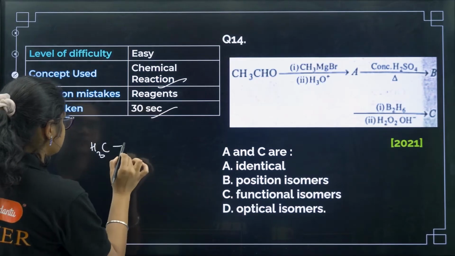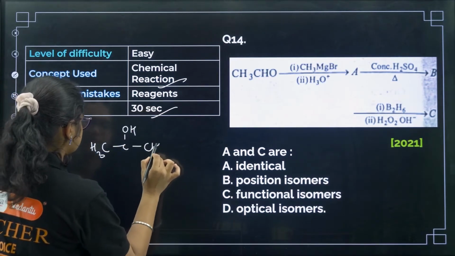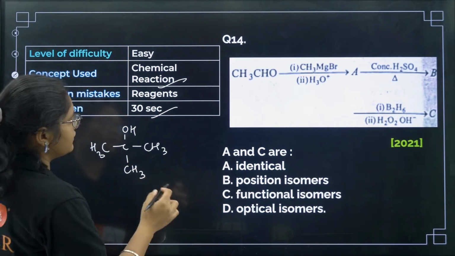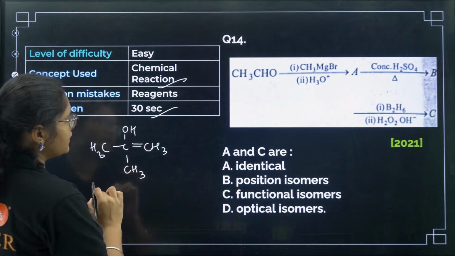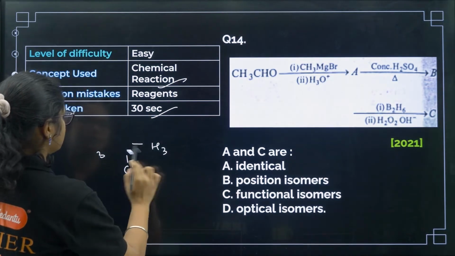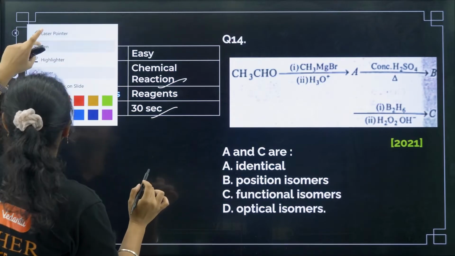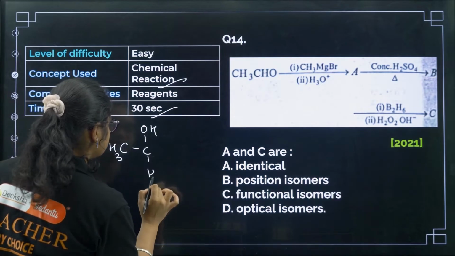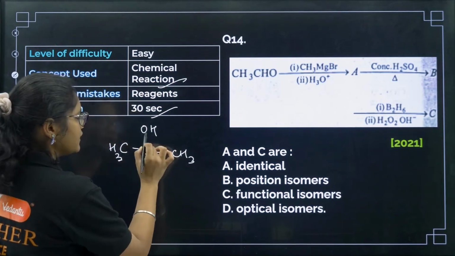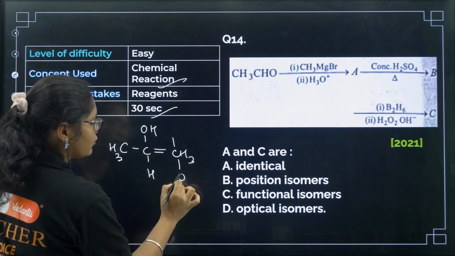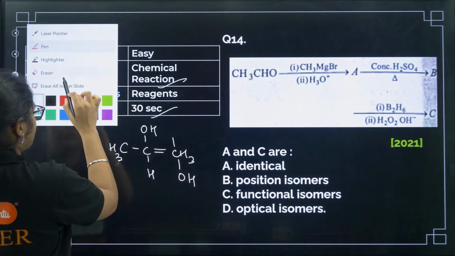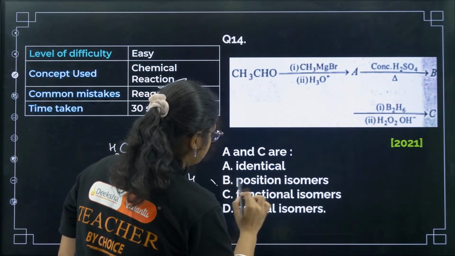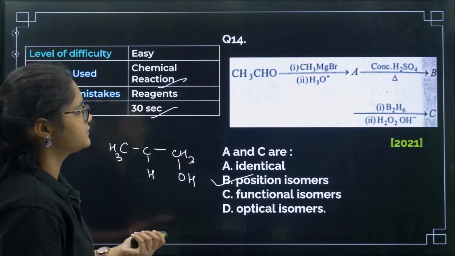So we have CH3COH and we will get CH3, and then CH3 here. One second, I have written this product wrong. We have CH3, C, OH, H and CH3. Now there will be dehydration, we'll get a double bond here, then OH will come here, right? So the final product, these two are what? Positional isomers. So the correct answer here will be option number B, that is positional isomers.